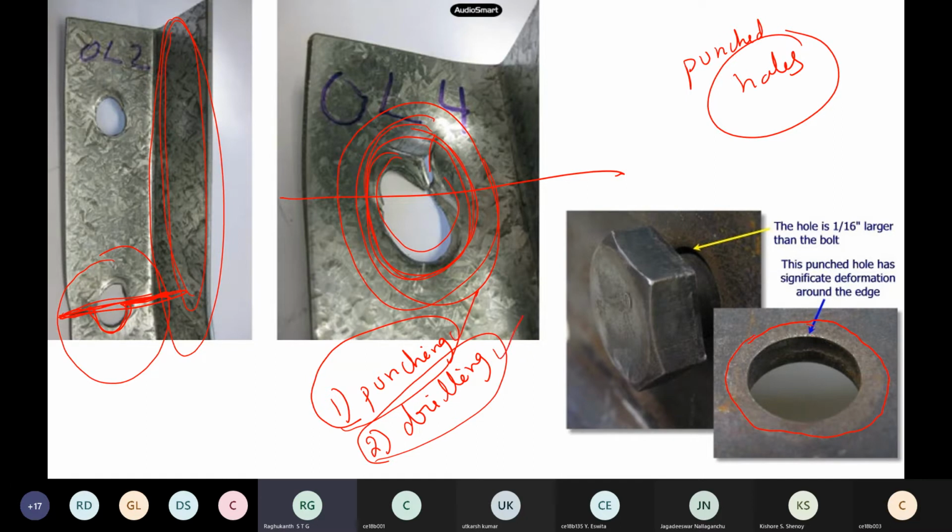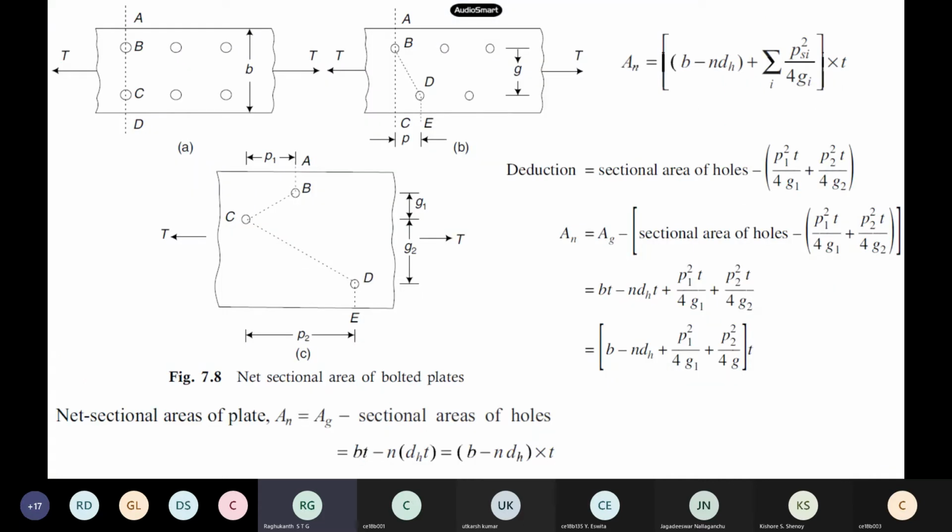So what does our code say also? There are some guidelines in the code, because punching holes means you will see punching shear failure, they also call it. With drilling holes, you will not see these types of failures. So now the most problem is how to calculate the net area.